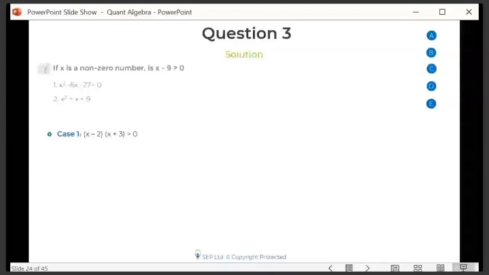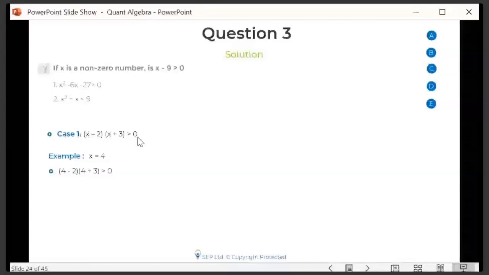Now, look at the first case. You come across a situation like this, which is (x minus 2)(x plus 3) greater than 0. Now, what does this question mean? Well, this question simply means that we are looking for values of x which, when we put them in this expression, should give me greater than 0. So for example, if I take x equal to 4 and put it in the expression, I will get greater than 0, right? So I need to look for these kinds of values, or the range of x, which will provide me such values.